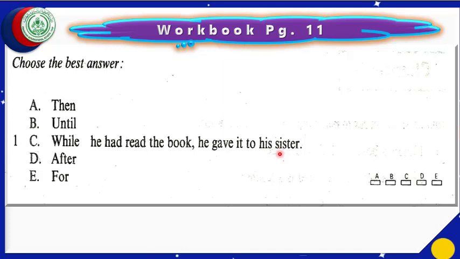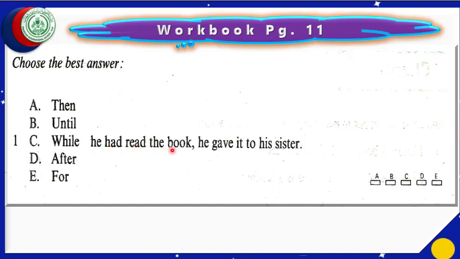Does it look correct? No. Until he had read the book, he gave it to his sister. We know until is used with did not, but no did not is here. While he had read the book, while is written usually with continuous form, while cannot be adjusted here.